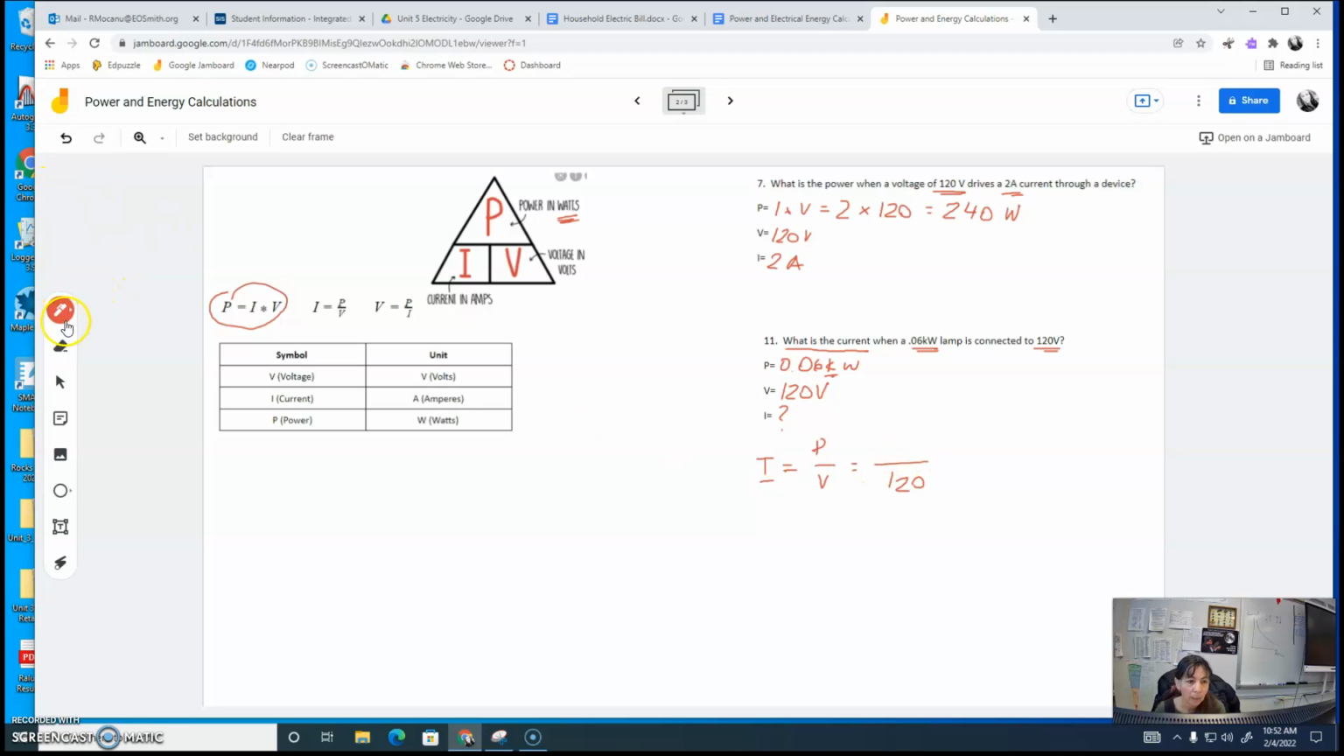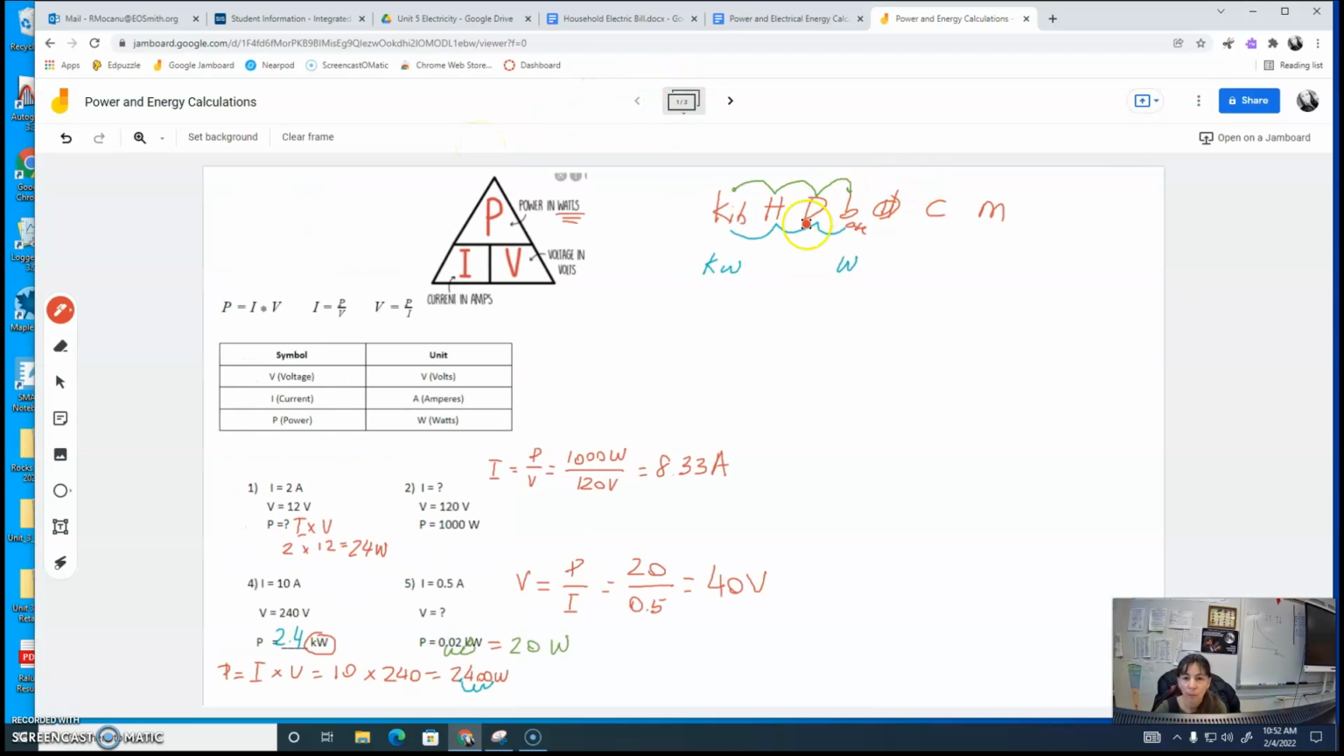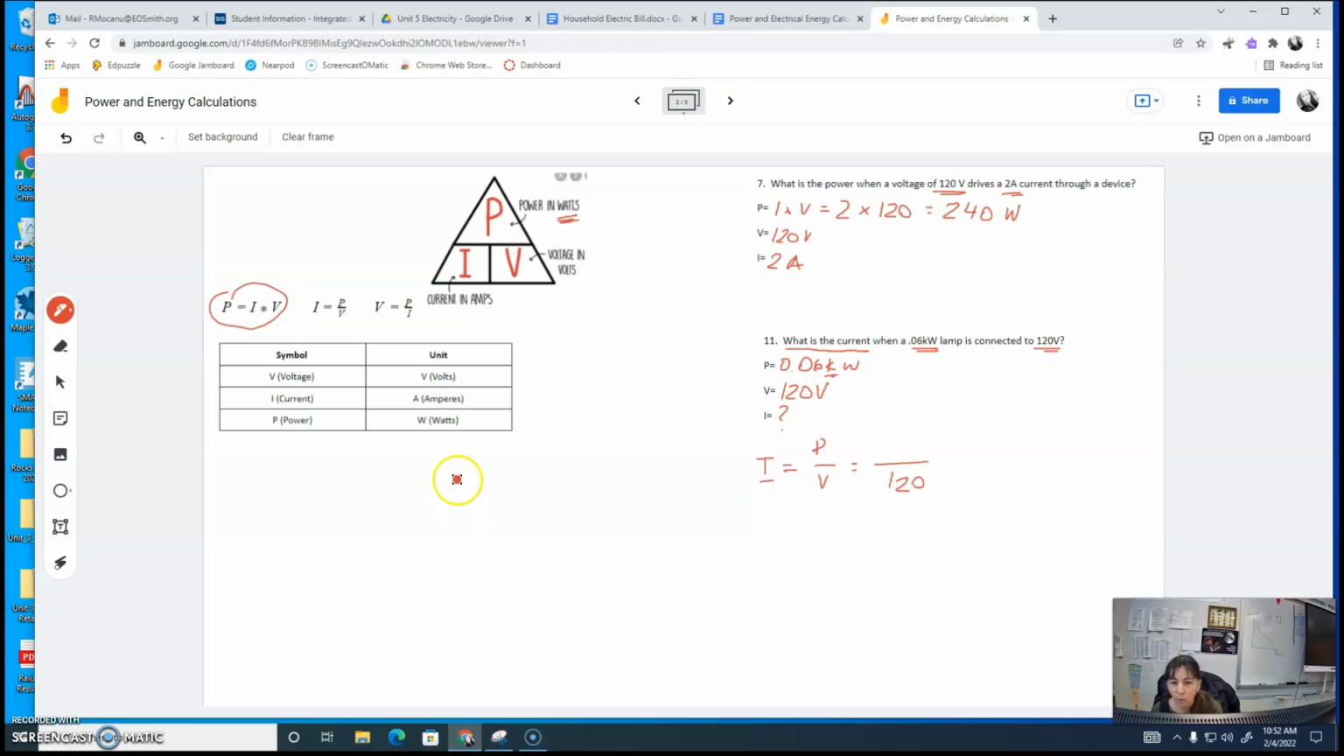How do I do that? I use my King Henry Diet conversion scale, just like we did before. I'm going from kilowatts to watts. I'm gonna have to jump to the right 3 spaces, and basically that will be equivalent to 60 watts. Now I can take my 60 watts, plug them in the formula where the power goes, and my answer for this is going to be 0.5 amperes, 0.5 amps.